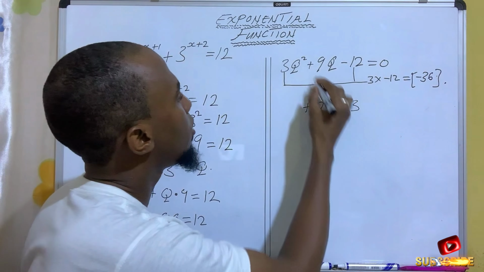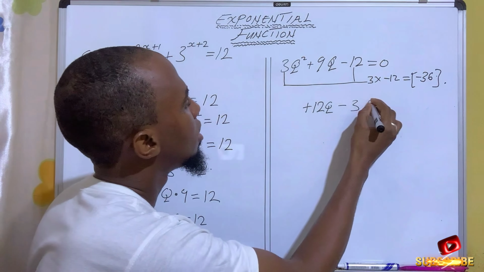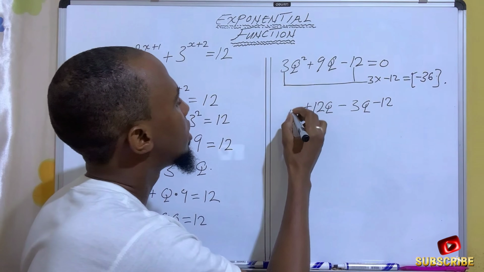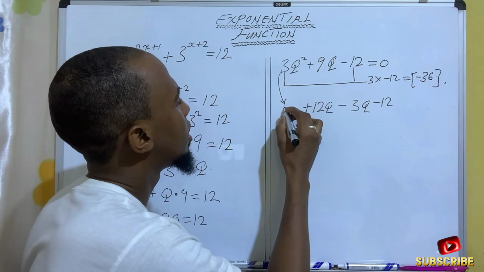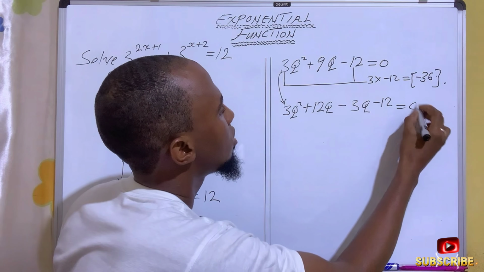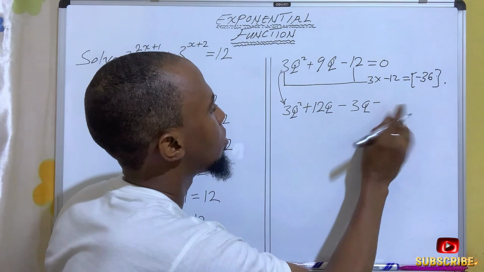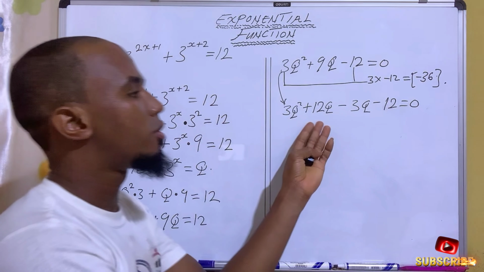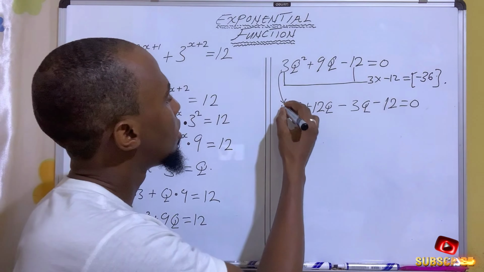Now from here we add the q here, then we bring our minus 12 here, and we bring our 3q square here. Are you there? Now everything is equals to 0. Let me rewrite it properly. Equal to 0. Now from here we can group them and factorize.